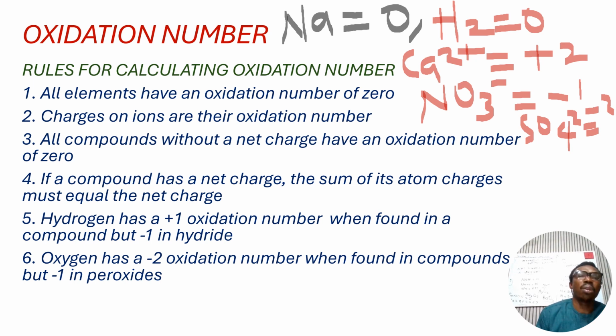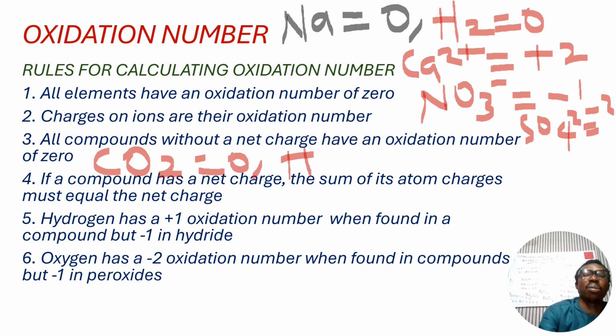Then number 3, all compounds without a net charge have an oxidation number of 0. For example, carbon dioxide has no net charge, so the oxidation number is equal to what? 0. Water, the oxidation number will be equal to what? 0. All compounds without a net charge have an oxidation number of 0.